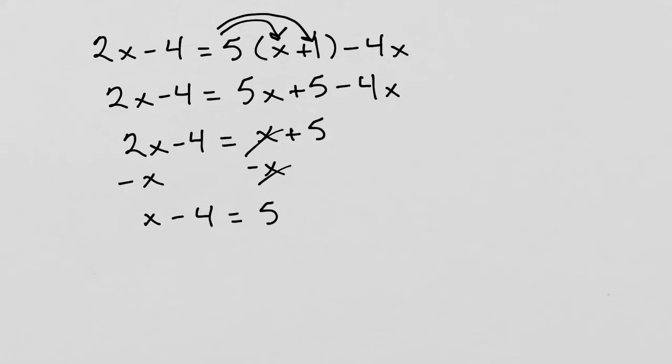Since the 4 is subtracting, we can remove it by adding 4 to both sides. The 4 will cancel out. 5 plus 4 is 9. Therefore, x equals 9.